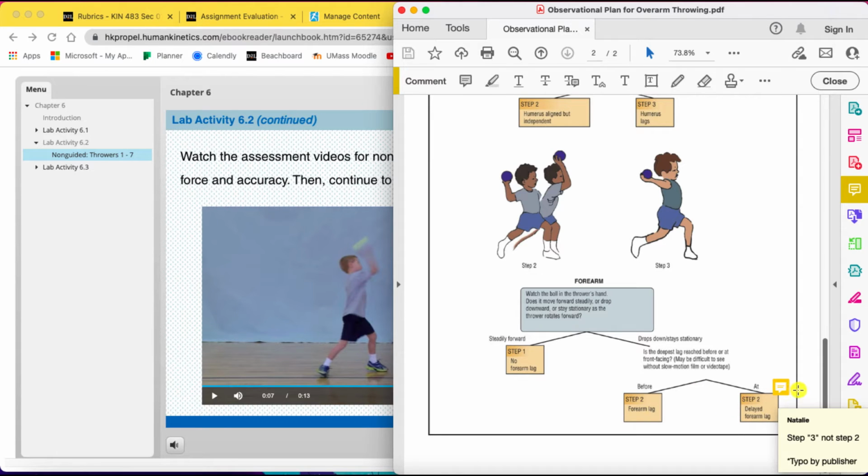I did put a note in here that this was a typo from the textbook. It should say step 3 for the delayed forearm lag. It is correct in the table that you were provided.